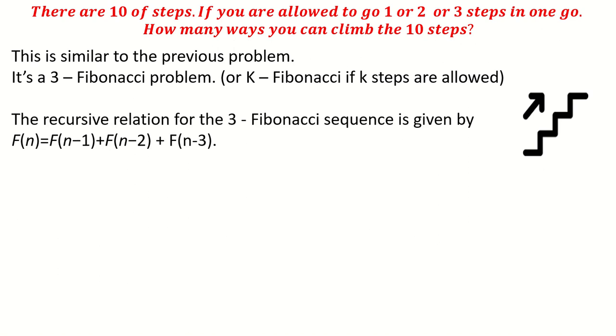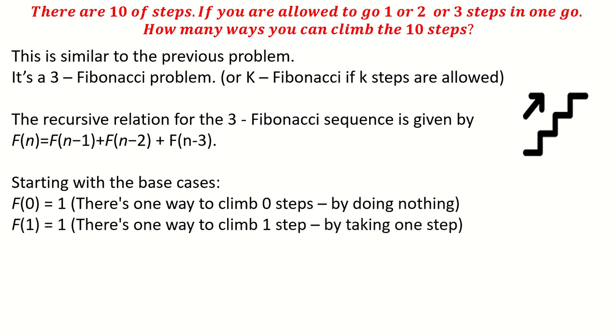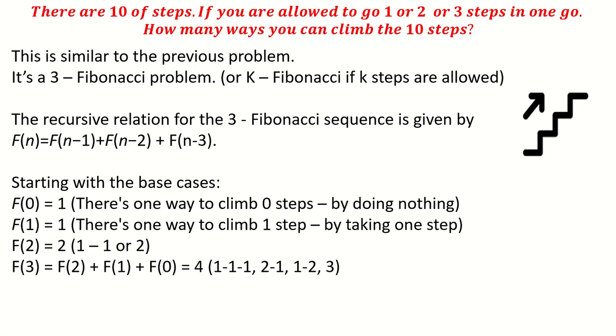So f of n equal to f of n minus 1 plus f of n minus 2 plus f of n minus 3. This is what you should know. Now, in the same way, f of 0 equal to 1, f of 1 equal to 1, we know there is only one way you can go. f of 2 equal to 2, f of 3 equal to 4 basically. You can go 1, 1, 1, or 2 comma 1, or 1 comma 2, or 3, so 4.